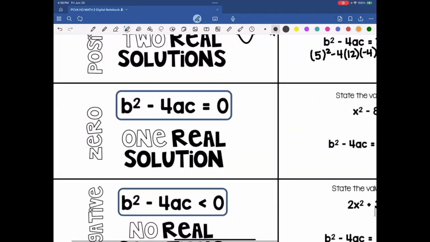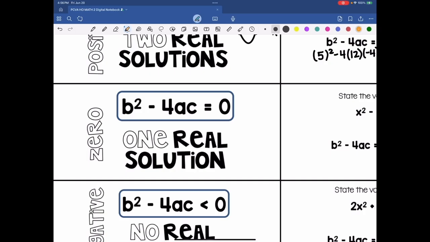So let's go to the next case that we have. So the next case that we have is going to be what happens when my discriminant is equal to 0. Okay, so when my discriminant is equal to 0.